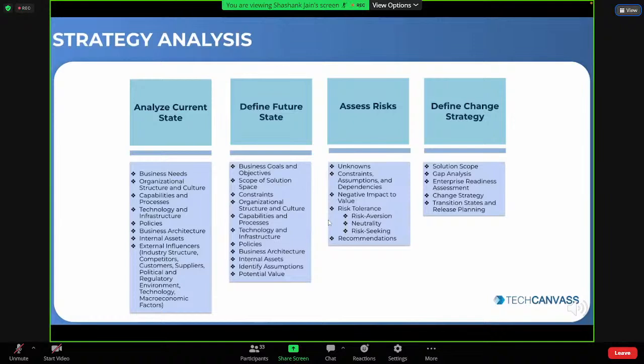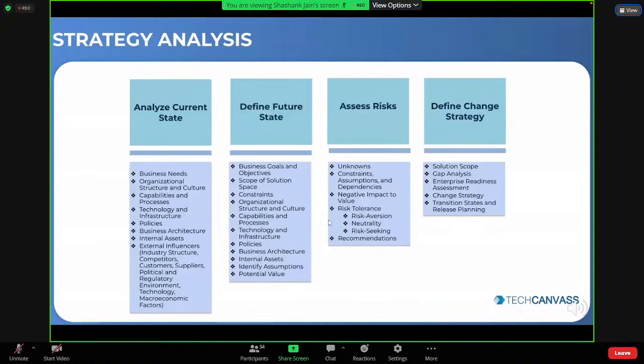So solution scope is about scoping entirely, because you have defined the future state, so you can tell what capabilities are required and have the documentation in terms of the change strategy. What are the new technologies that are required? What is the knowledge and skill that will be required by the entire team, in case there are any workflows which are changing, if there is any need to have some change into organizational structures, any functions need to be changed, all such things have to be defined in the solution scope. Gap analysis as well, you can perform.